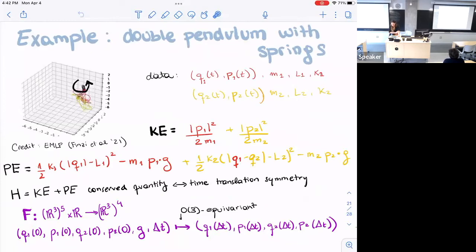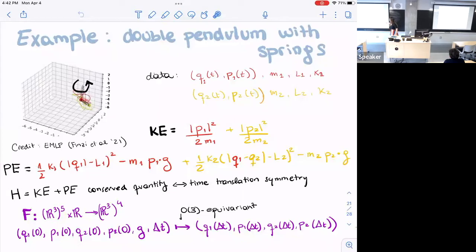So in particular, in this example, this is a simple example where I have a double pendulum with springs. This system is given by the positions and the momentums of the two masses, and then the lengths of the spring and the constant of the spring, and then you can write the kinetic energy and the potential energy. And then this system is Hamiltonian, so this energy is conserved, which is in correspondence with some time translation symmetry.